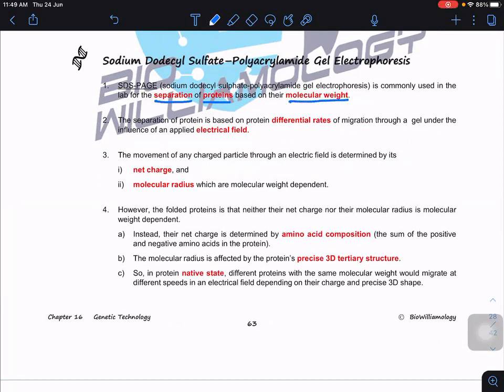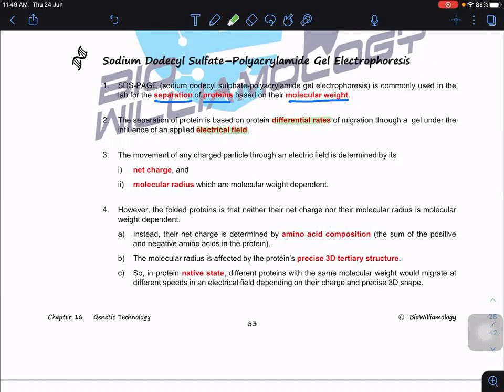So in terms of common sense, we know that if the molecular weight is higher, larger, it tends to move slower. If it is a small molecule or small protein, it tends to move faster. So in this electric field, we are going to have differential rates of movement, I mean, how fast the movement is.